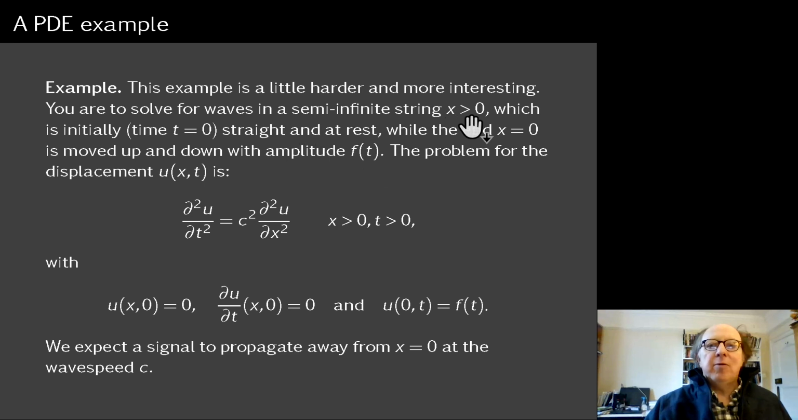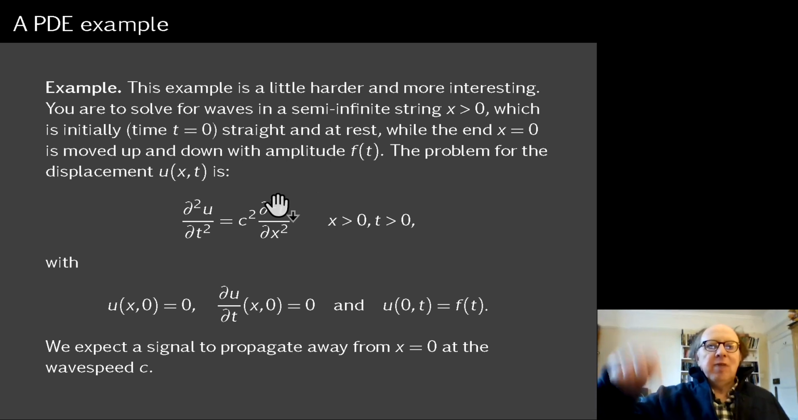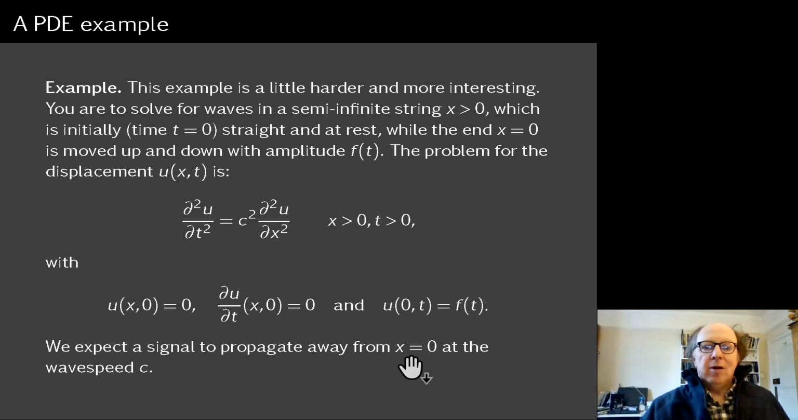So we're going to do a semi-infinite string, x positive, and we're going to start with it having zero displacement and zero velocity. So it's sitting there waiting for us to do something. And then on the end, x equals 0, you have someone standing there, and what they do is they move that end up and down with amplitude f of t. So for t positive, they start waving that end of the string around, and what you expect is that a signal will propagate along the wire away from the bit you're moving at the wave speed c. And the question is, can we see that coming out of this problem?